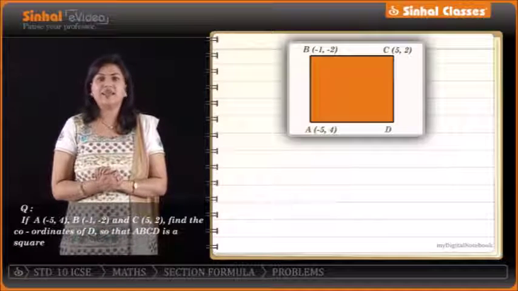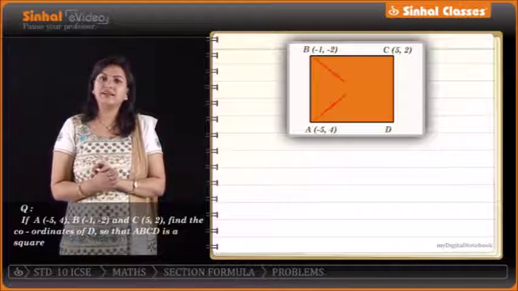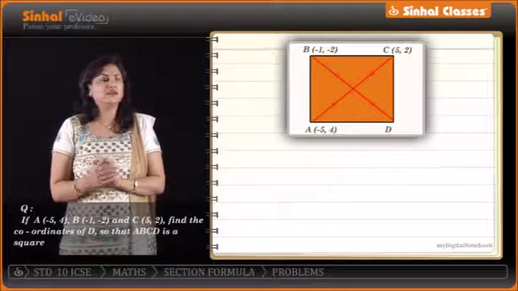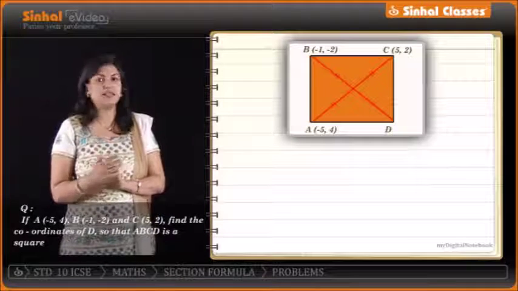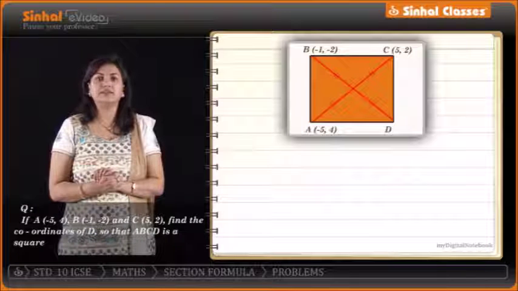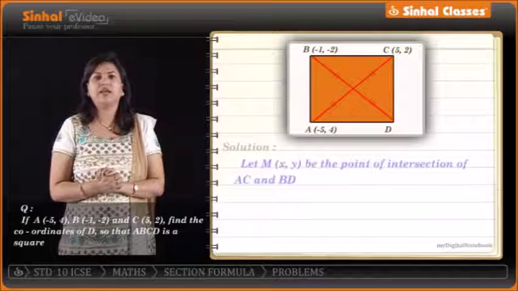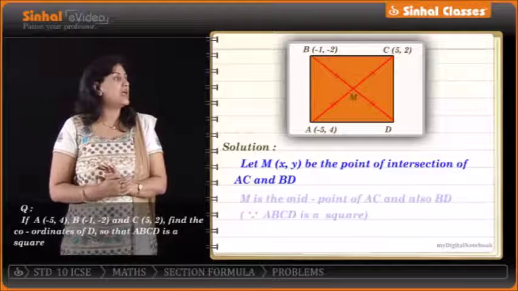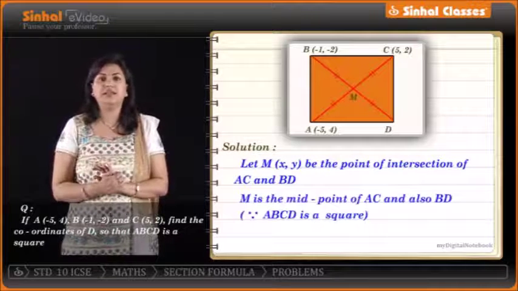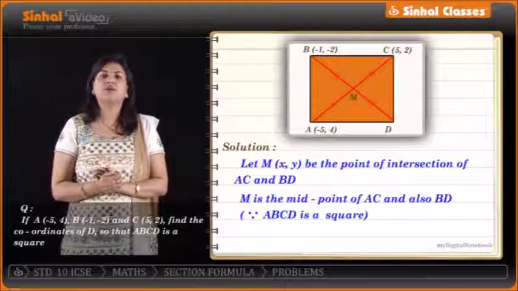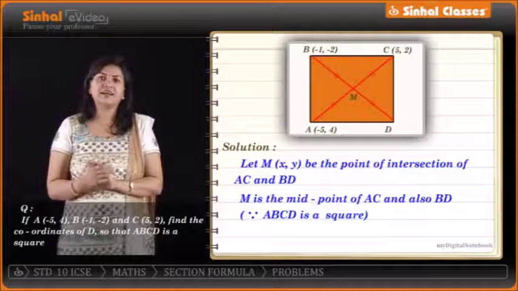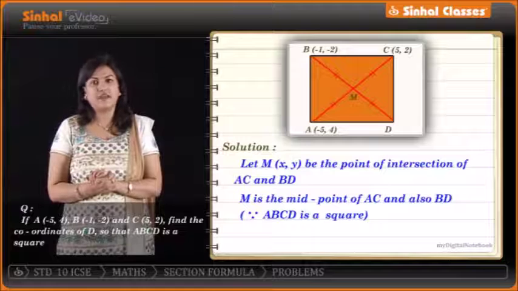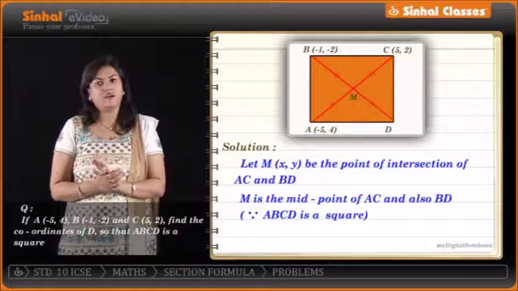Now we know that in a square the diagonals bisect each other. Here we have AC and BD are the diagonals. They intersect at the point M. So M is the midpoint of AC and also of BD. Now let's find the coordinates of the point M. Let us take the coordinates of M as x, y.